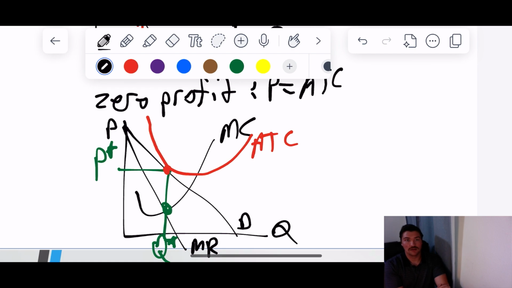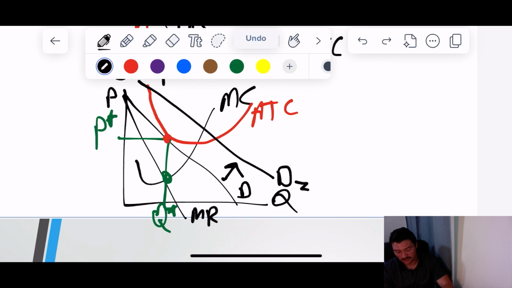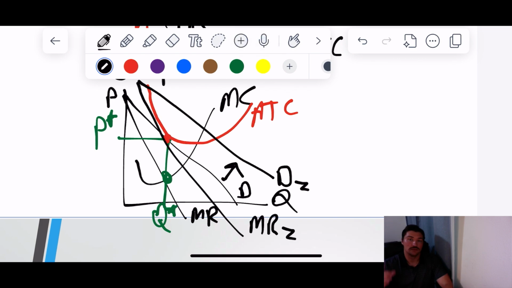If they saw the price of Dutch Bros go up, we could see an increase in the demand for Starbucks. So what would that do? Well, that would increase the demand for Starbucks, and then that would change the marginal revenue curve as well. Now, the cost stays the same here because Starbucks doesn't change anything with their production process.